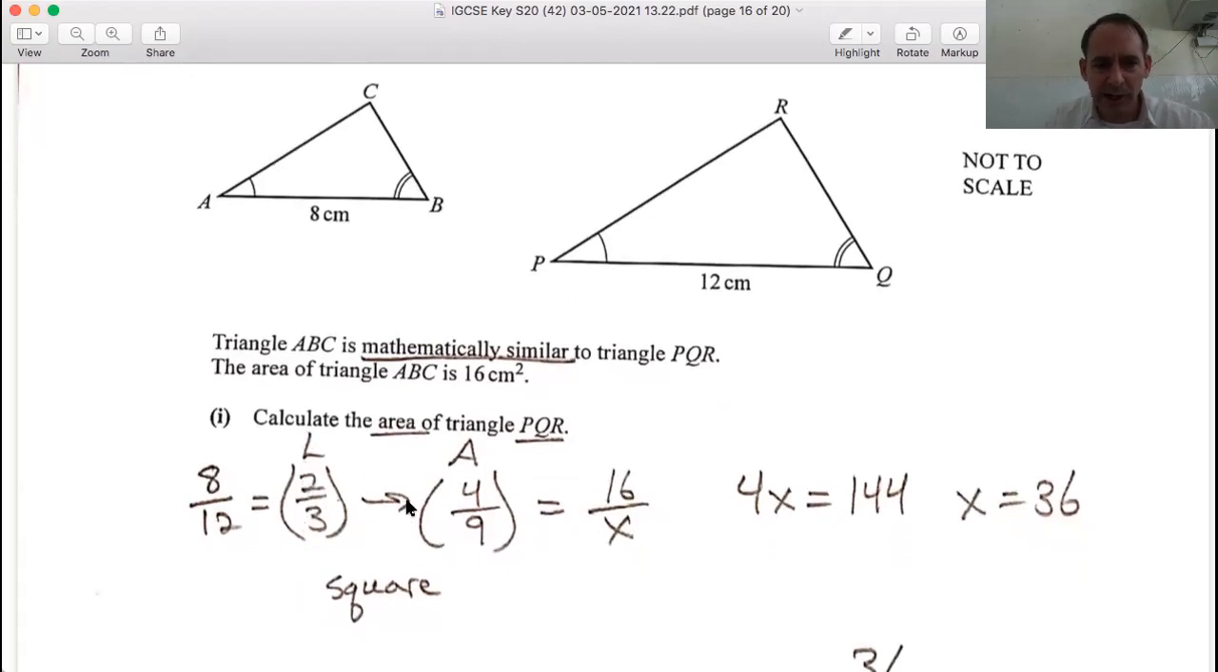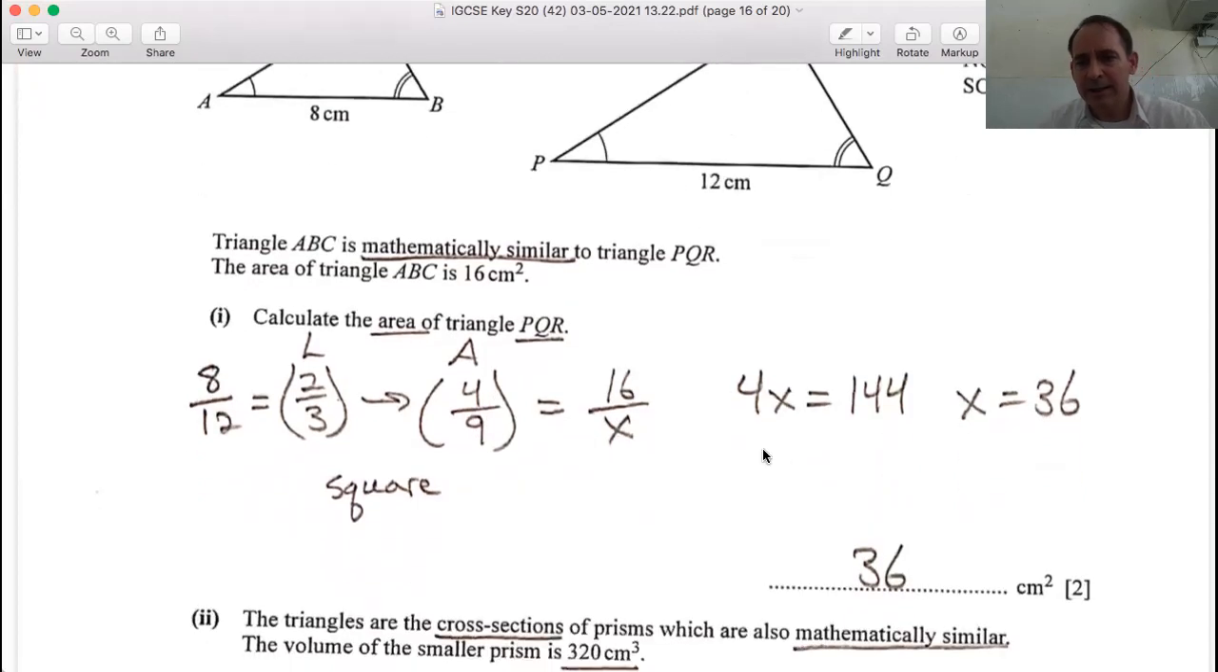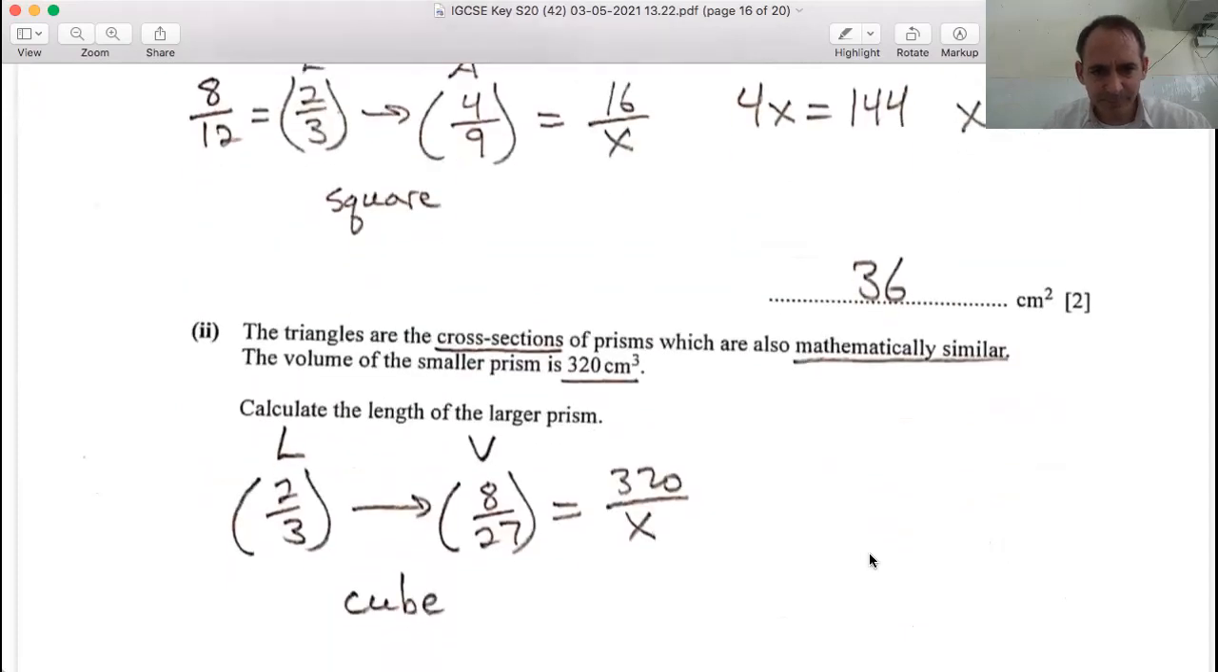So we need to square this ratio to get our ratio for 2 dimensions or area, and we get 4 to 9. So now our ratio is 4 to 9, and we set that equal to the little triangle has an area of 16 divided by the area of the big triangle, which we do not know. Now we can just cross multiply, so we get 4x equals 144. Divide by 4, the area of the big triangle is 36.